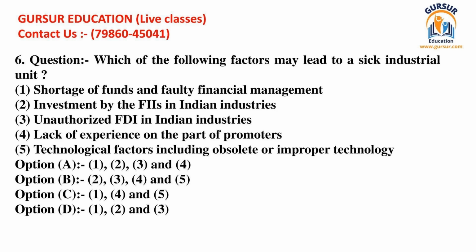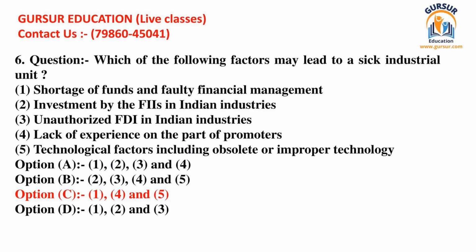The option A is 1, 2, 3, and 4. The option B is 2, 3, 4, and 5. The option C is 1, 4, and 5. The option D is 1, 2, and 3. The right answer of the question is option C, and that is 1, 4, and 5.